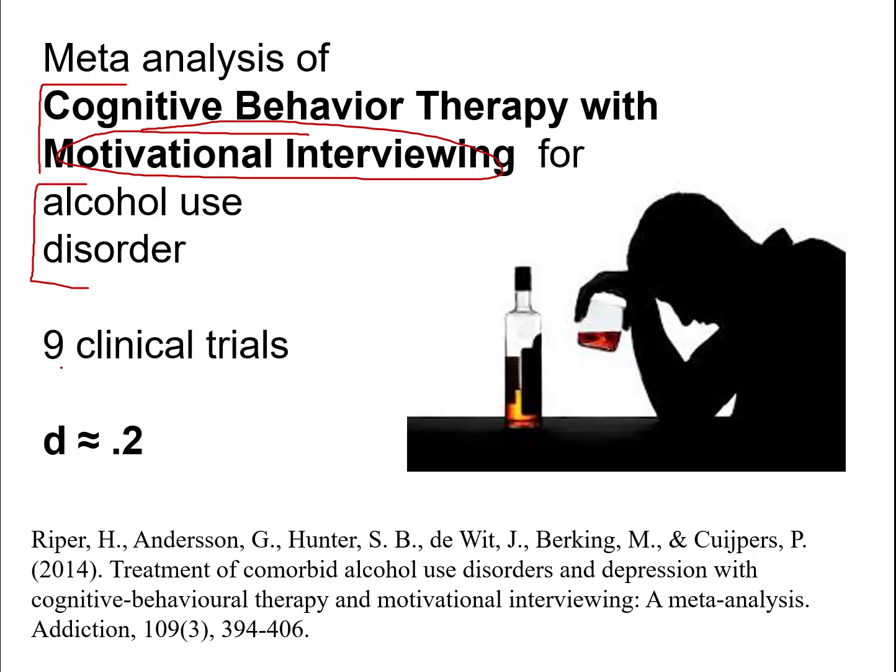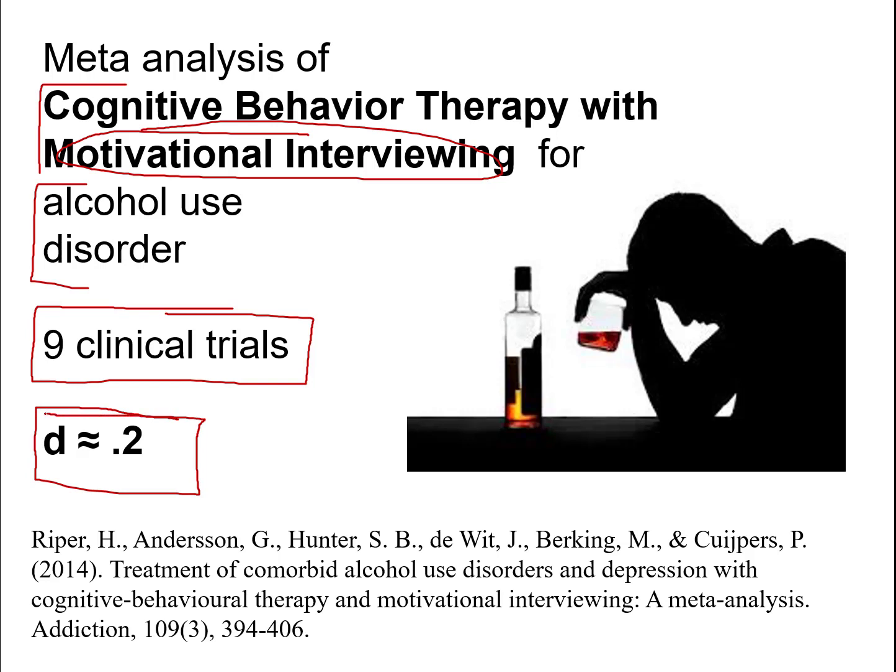And this meta-analysis that I found has 9 clinical trials, 9 different studies looking at the effectiveness of motivational interviewing for treating alcohol use disorder. Averaging across these studies, the d-statistic was only 0.2, 2/10 of a standard deviation of difference between the treatment group and the control group in their use of alcohol. That is a very small effect, and it illustrates the extent to which alcohol use disorder can be a very difficult disorder to treat, especially if you're dealing with people that aren't sure they even have a problem and aren't sure they want to change.